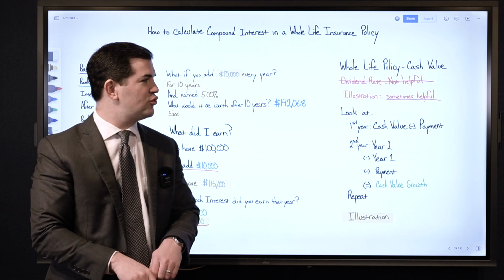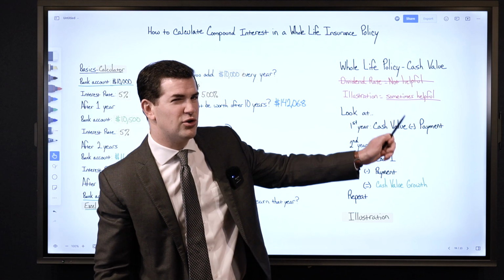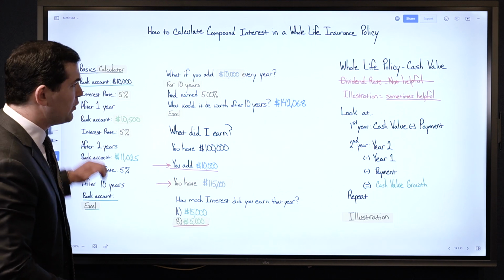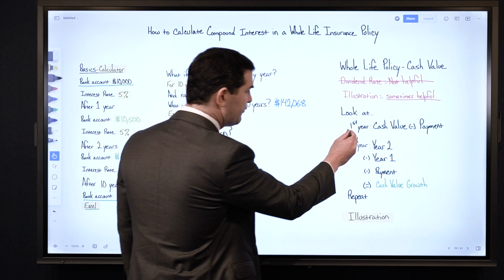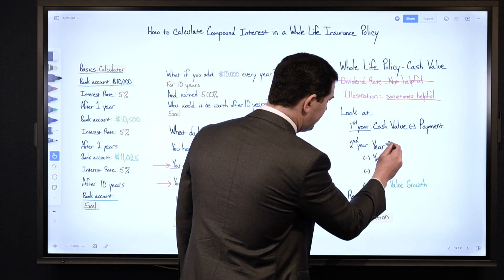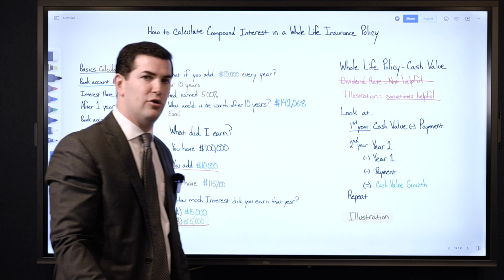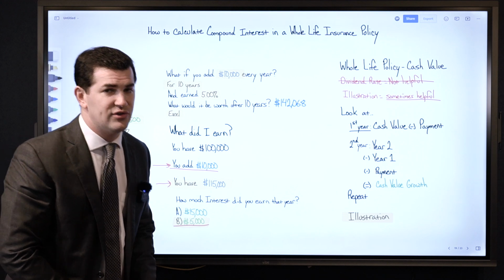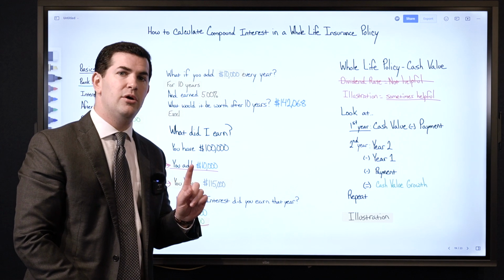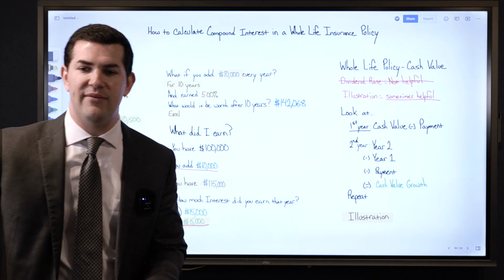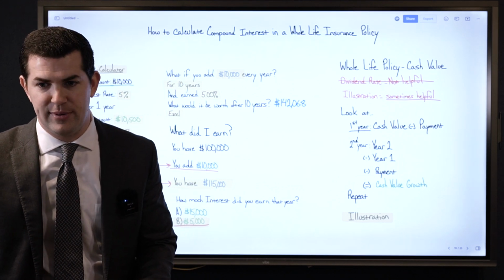I'm going to pull up an illustration and show you what insurance companies show sometimes. It can be confusing. But before we do that, here's what I would look at. For the first year, it's pretty simple. What's my cash value? And then subtract my payment from that dollar amount. And what you'll notice is that in the first year, you're always going to have a negative return. And the reason why is because I have the insurance expenses associated with the policy.